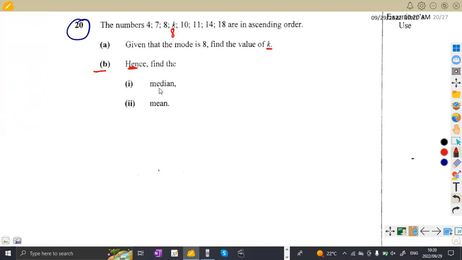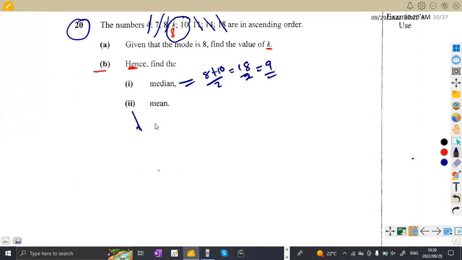Now find the median. So remember, guys, median is half of the distribution. So you can simply cancel 4 and 18, 7 and 14, this 8 and this 11. Then you'll be left in the middle with 8 and 10. So what is going to be the middle term? Because there are two numbers here, our median, we're going to add 8 plus 10 over 2. So that's 18 over 2, which is 9. So that was our median.